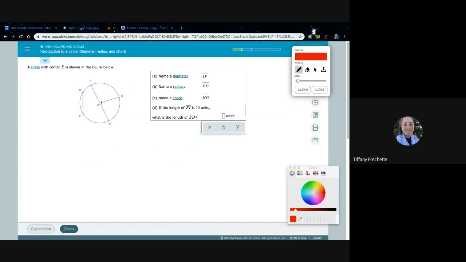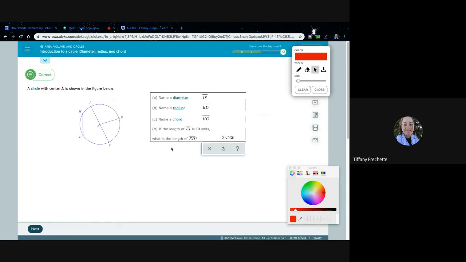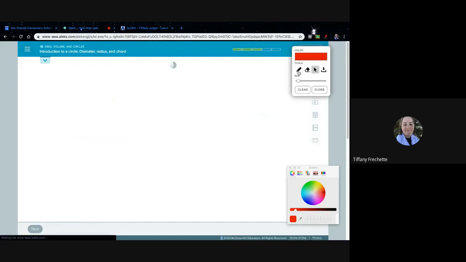If FI, the whole length here, is 10, they want us to find the length of this one here. Remember, there are 2 radii here, so if I know a diameter, I divide by 2 and get 5, and this is the length of all my radii in the circle. So that must be 5. All right, check. Clear, and next.